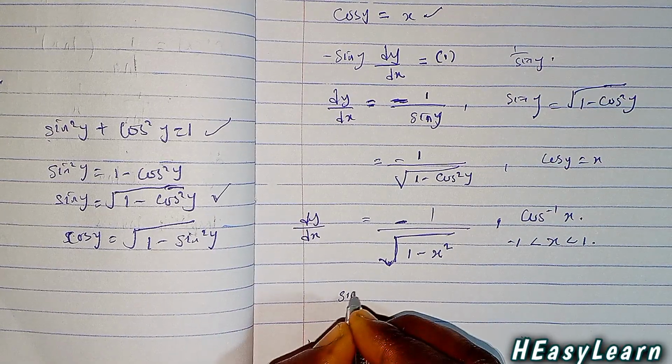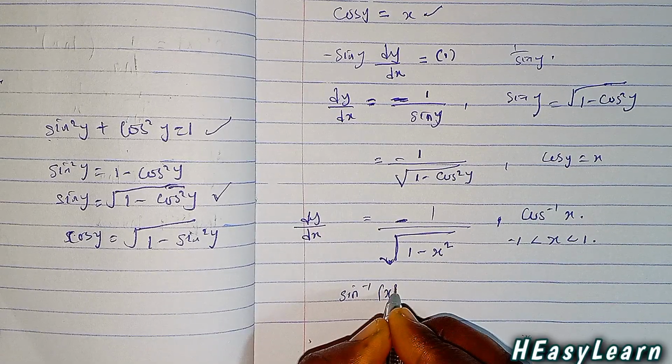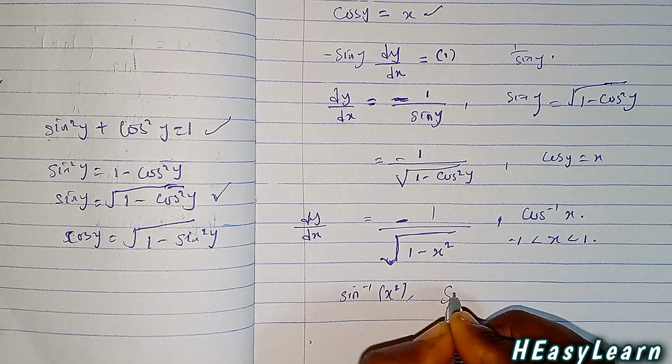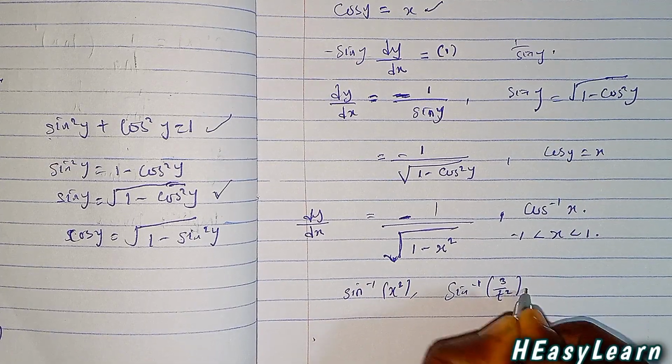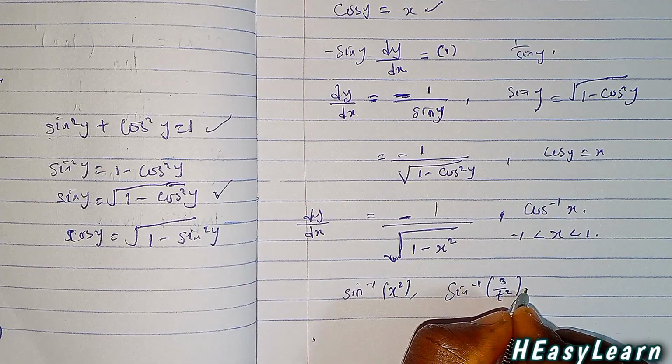The function is given to be sine inverse of x squared. What is going to be the derivative? Then sine inverse of 3 over t squared. What is going to be the derivative of this function?